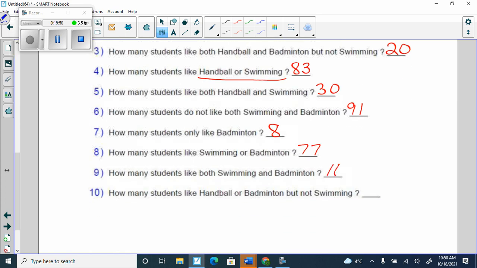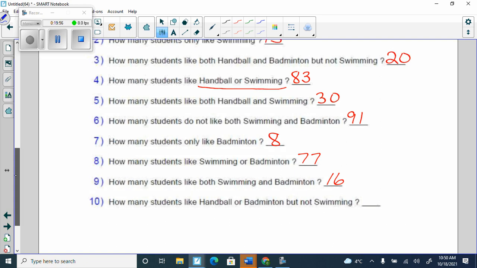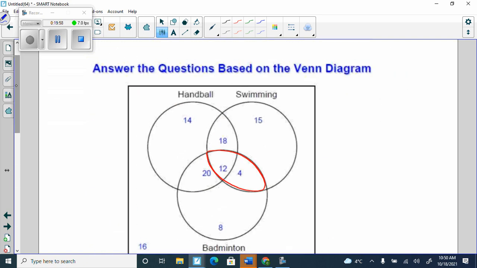Then this one says, how many students like handball or badminton but not swimming? Handball or badminton, which is a snowman. And then but not swimming. Oh, can't count that, can't count that, can't count that. Right? So it'd be 20, 34, 42.